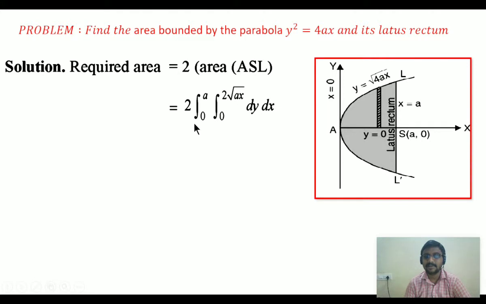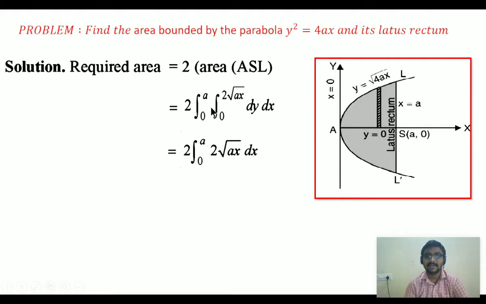So that is 2 into x limits 0 to a and y limits 0 to root of 4ax. But what is the value of root 4? 2. That is 2 root ax dy dx. Here first we have to integrate with respect to y and then x, because the y limits are variable limits in terms of x. Integral of 1 dy is y. Substituting the upper limit we will have 2 root ax and the lower limit 0, that is 2 root ax minus 0, which is 2 root ax.